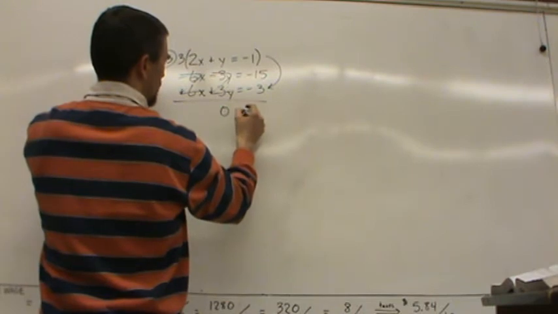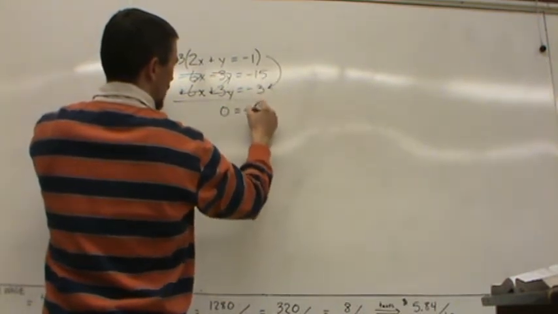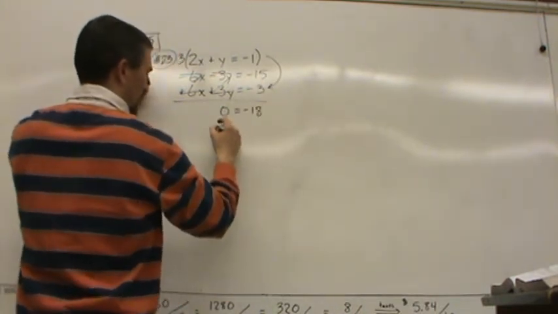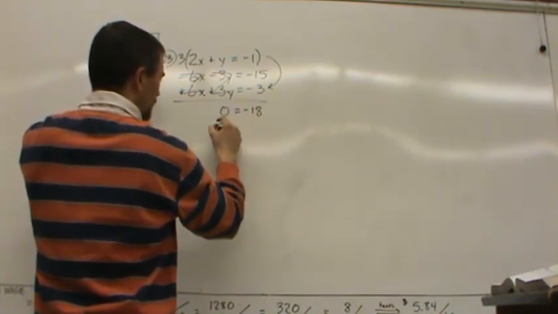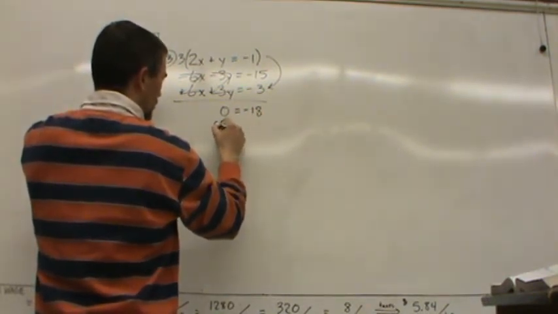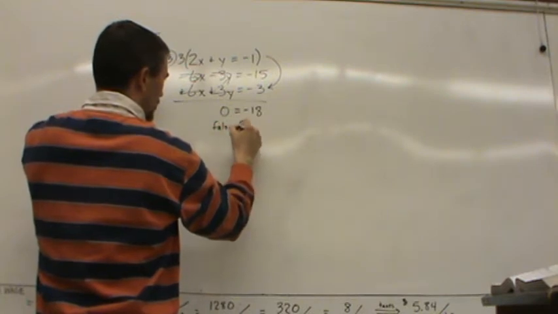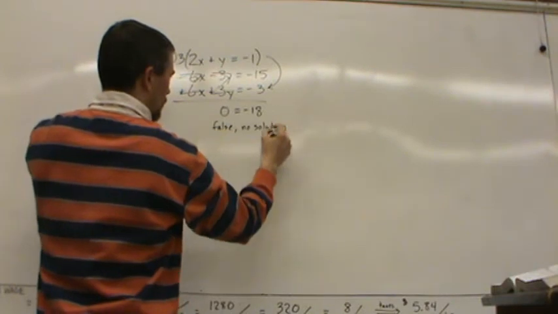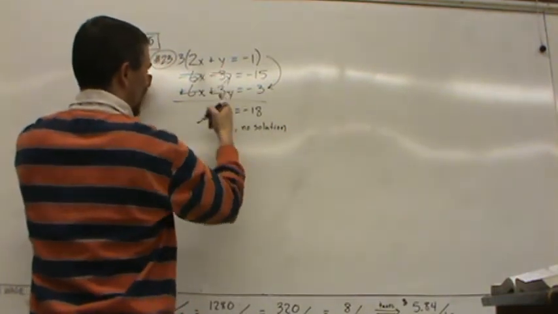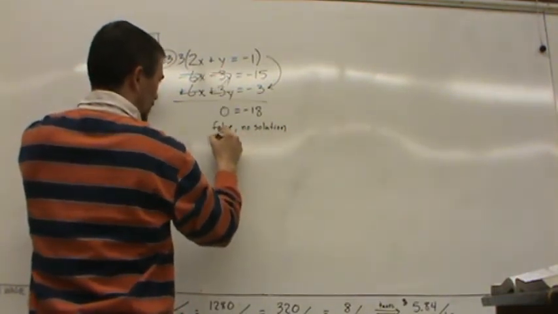0 is the actual number over here, and this is -18, which doesn't make any sense. 0 is not equal to that, so you'd have to say something like false, no solution, which is an indicator that these two lines actually don't cross.